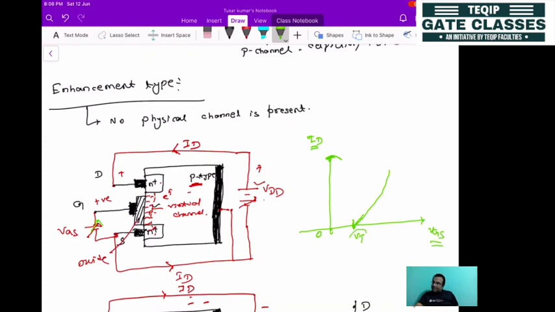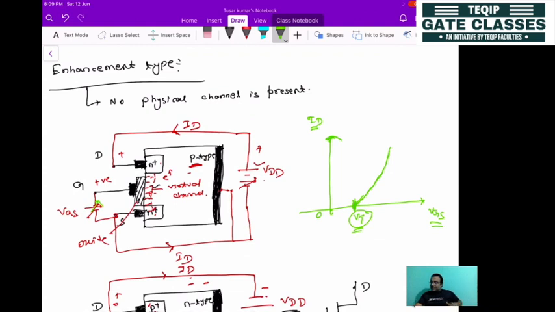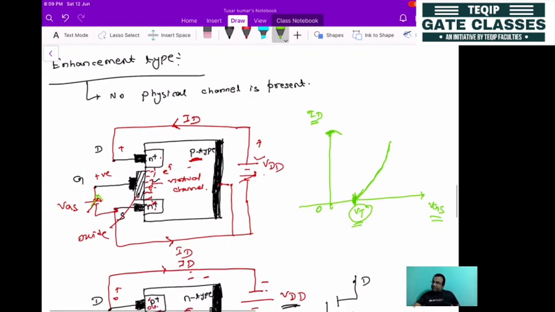So what happens when it reaches this threshold value? That threshold value depends upon the charge carrier concentration in this type of material, and here you don't have any physical channel. As I told you previously also, in this case you have to apply a little bit more gate to source voltage, such that it will be exactly equal to this threshold value. Then at this threshold value the drain current will gradually increase. As no channel is formed, the voltage you have to apply will be a little bit higher compared to the depletion type MOSFET.